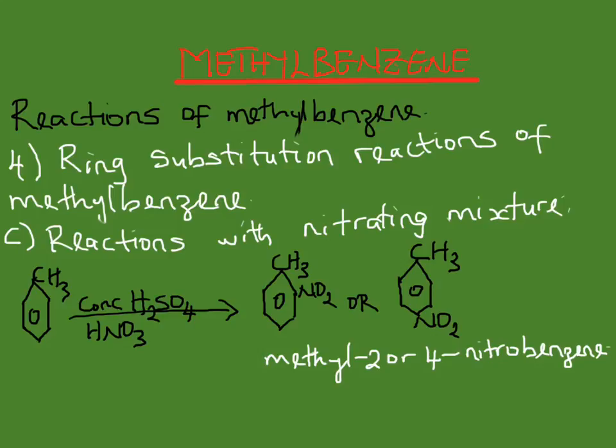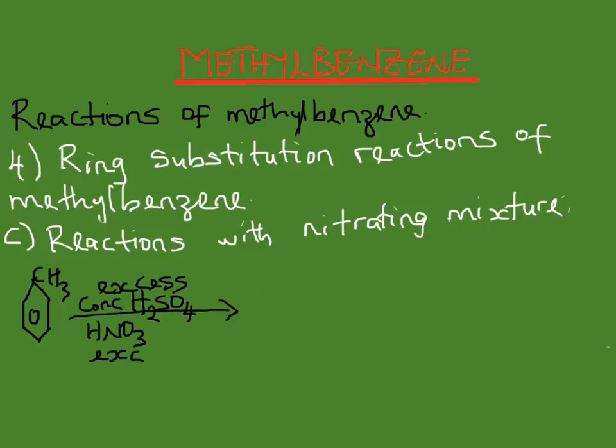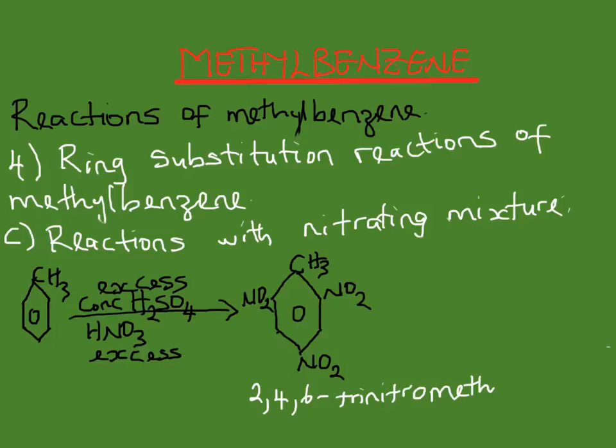It's going to yield methyl 2 nitrobenzene or methyl 4-nitrobenzene, depending on the carbon atom on which the nitro group is being attached. And we see that in excess nitrating mixture, 2,4,6-trinitromethylbenzene, which is TNT, or trinitrotoluene, is produced.